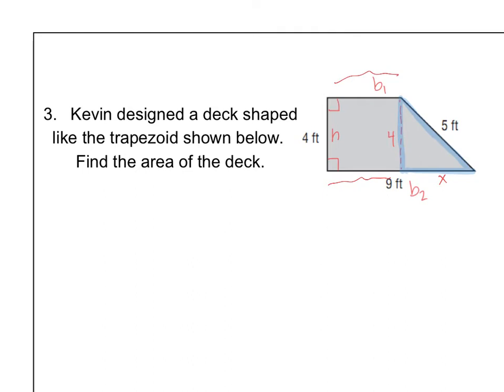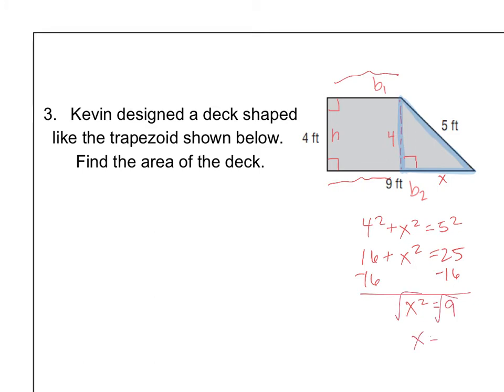So we're going to start with this triangle over here on the right, and we're going to do 4 squared plus x squared equals 5 squared. So we have 16 plus x squared equals 25. Of course, minus your 16, and you get x squared equals 9. Take the square root, x equals 3.